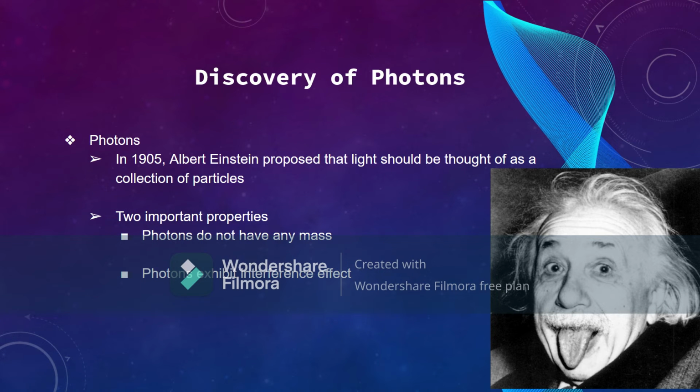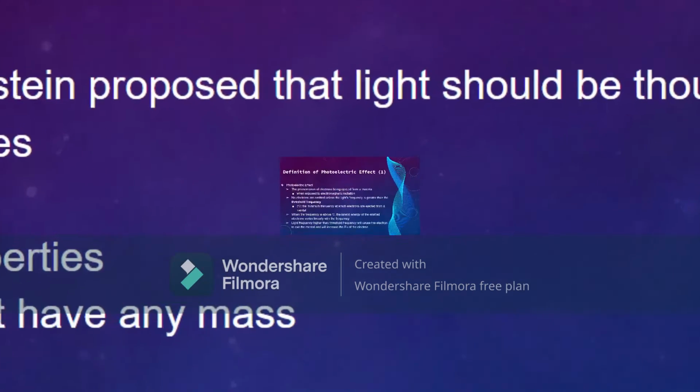Discovery of photons. In 1905, Albert Einstein proposed that light should be thought of as a collection of particles. There are two important properties of photons. Photons do not have any mass, and photons exhibit interference effects. This was mentioned earlier, but is repeated to remind you of the importance of photons.